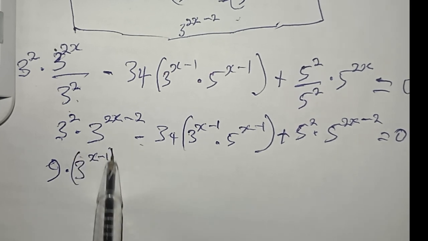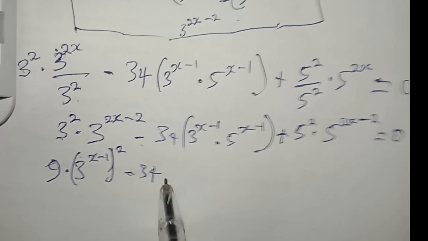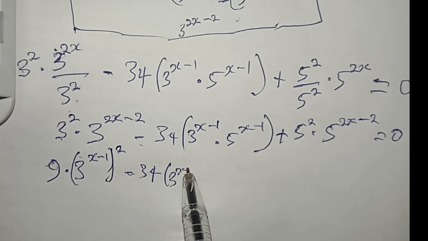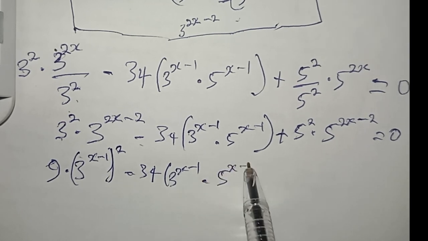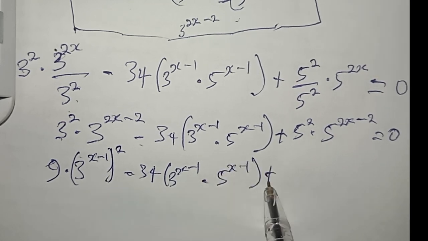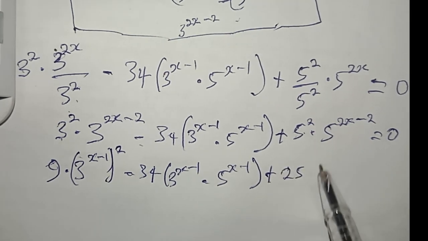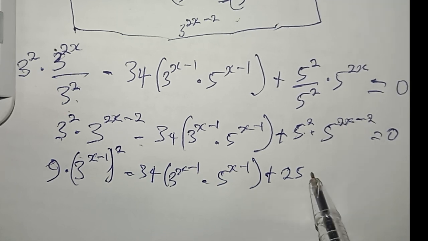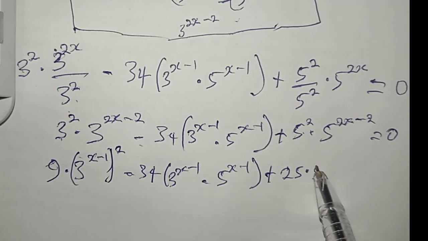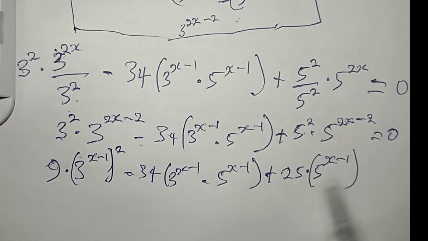Power 2, and then minus 34 into 3 power 3 minus 1, and then multiply by 5 power x minus 1. Plus this is 1, this one is 25, 5 power 2, 25, and then we can also factorize 2 right here, so I now have 25 multiplied by 5 power x minus 1 all raised to power 2, and of course it's equal to 0.